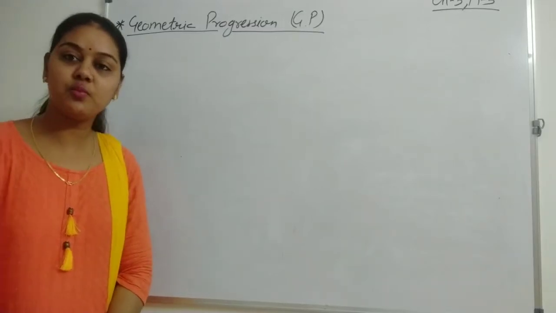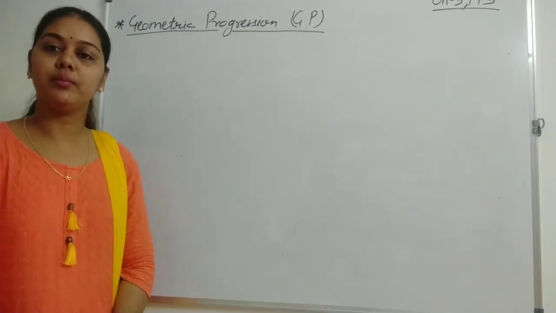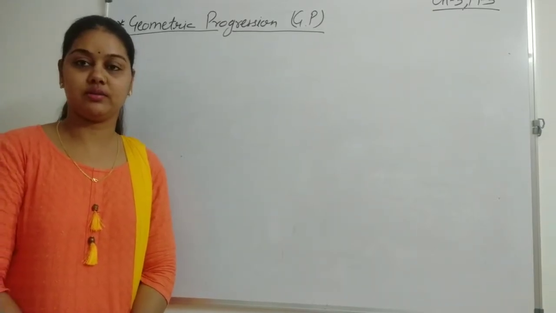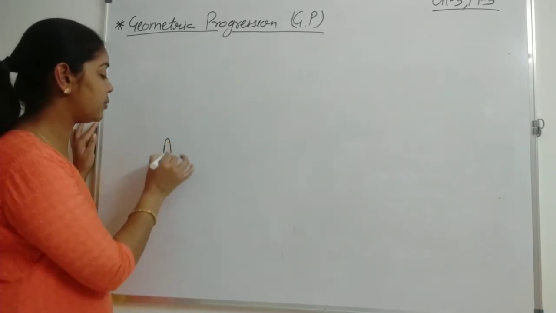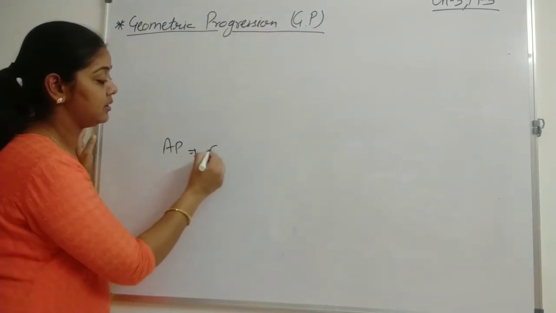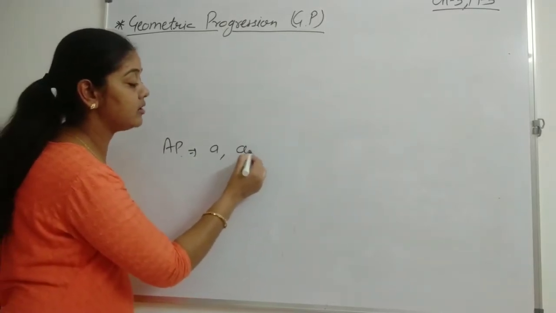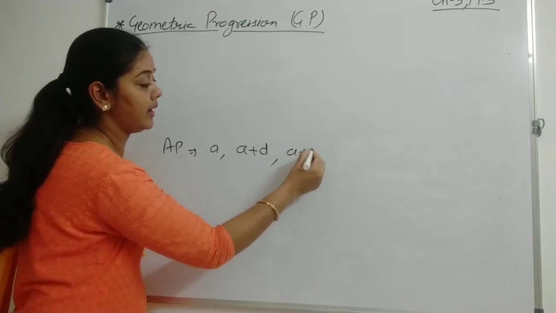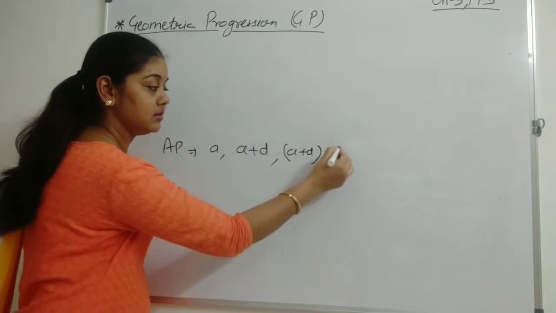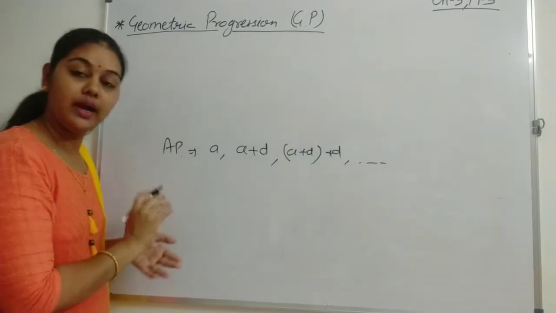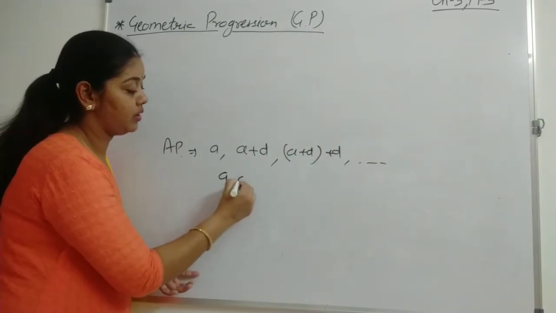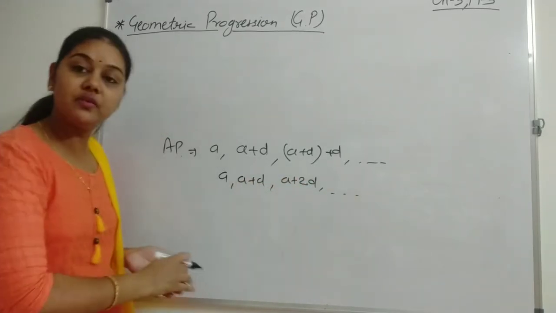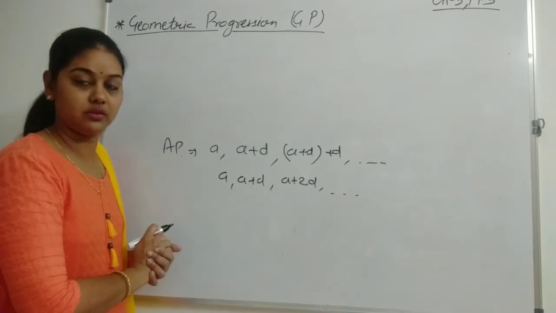Hello students, in today's module we will start geometric progression. In the last module we learned what arithmetic progression is. Now what is arithmetic progression? It is like when the first term is given to us, we get the second term by adding some term, and the third term by again adding the same term to the second term, and so on. It means we are just adding the same term to the previous term to get the next term.